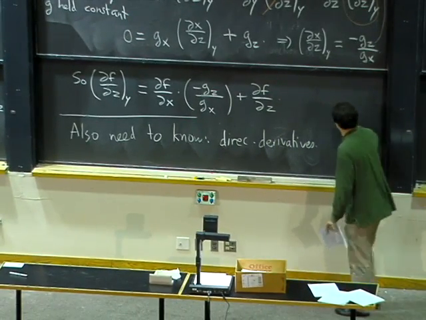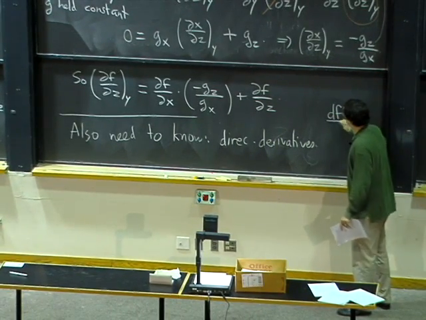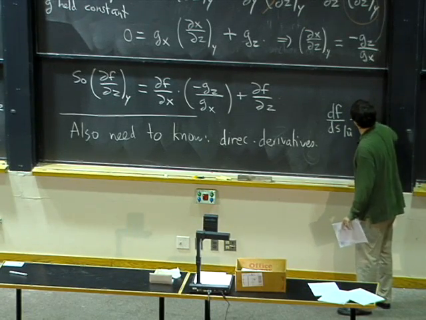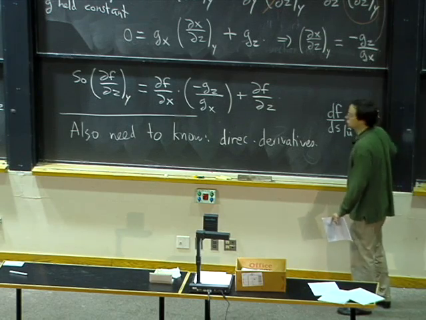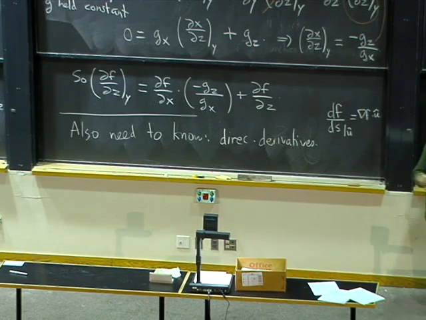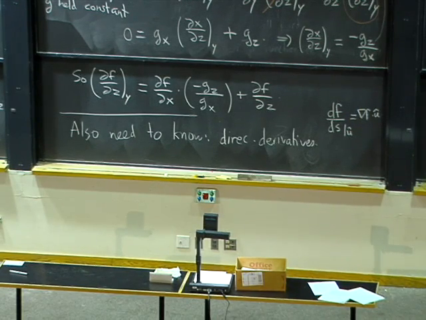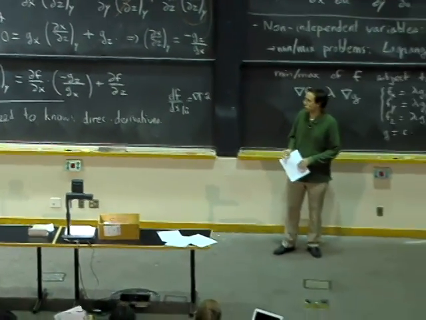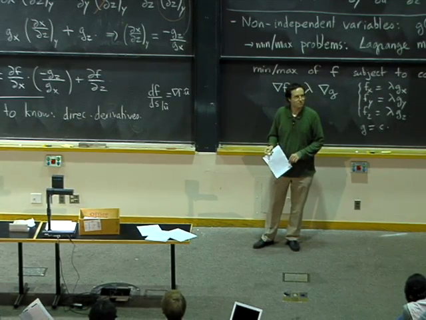Okay, pretty much the only thing to remember about them is that df/ds in the direction of some unit vector u is just the gradient of f dot product with u. So that's pretty much all we know about them. Any other topics that I forgot to list? No?